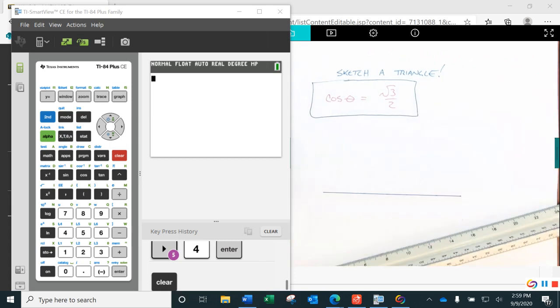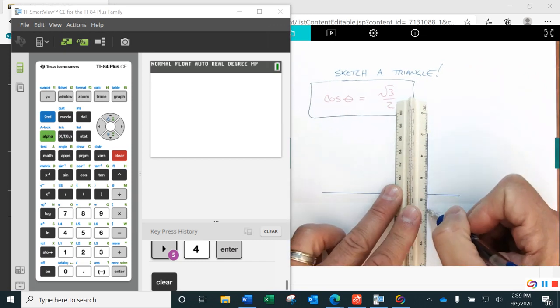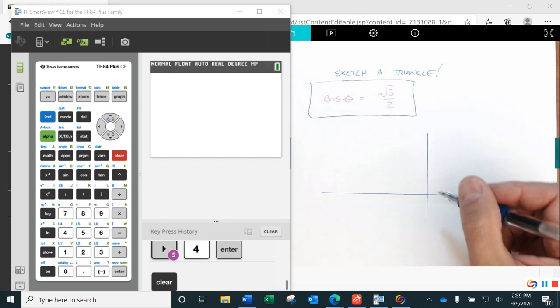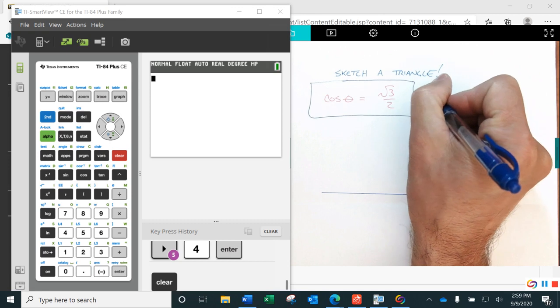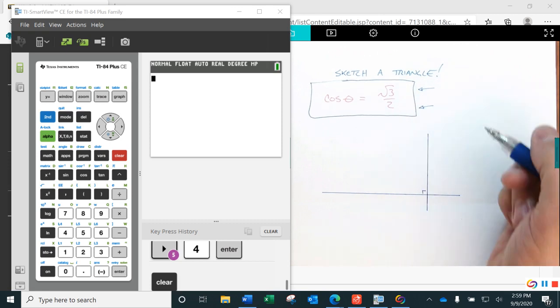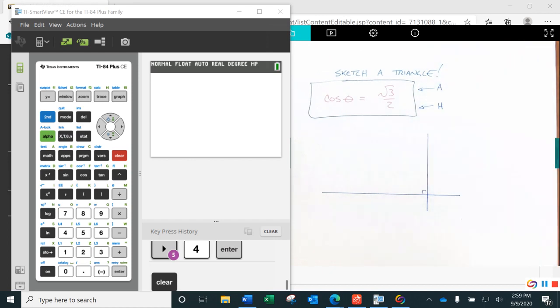We'll start with a straight line. And what I would like to do is make sure that as I draw this out, it'll be a right triangle. So I'll draw a couple intersecting lines. They intersect perpendicularly. And I want to draw it so the hypotenuse and the adjacent side are represented right here. Now I'll just draw a little arrow. Cosine is the adjacent over the hypotenuse.